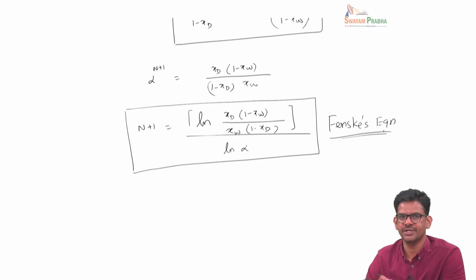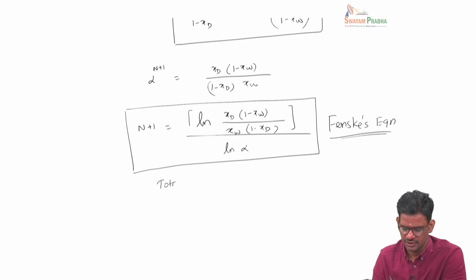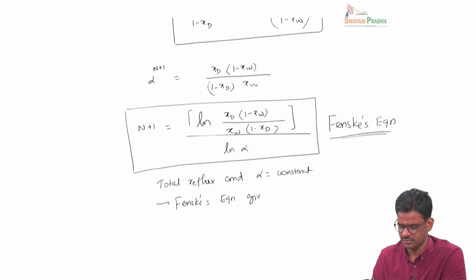The Fenske equation can be used for total reflux conditions and when alpha is constant. Then the Fenske equation gives the minimum number of ideal stages.